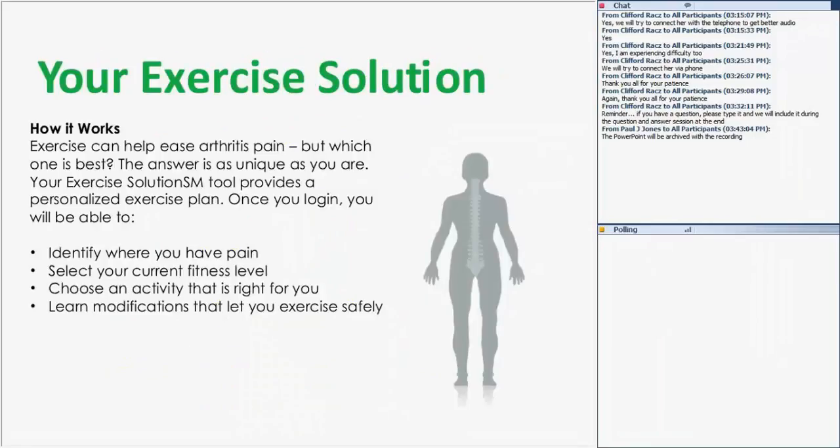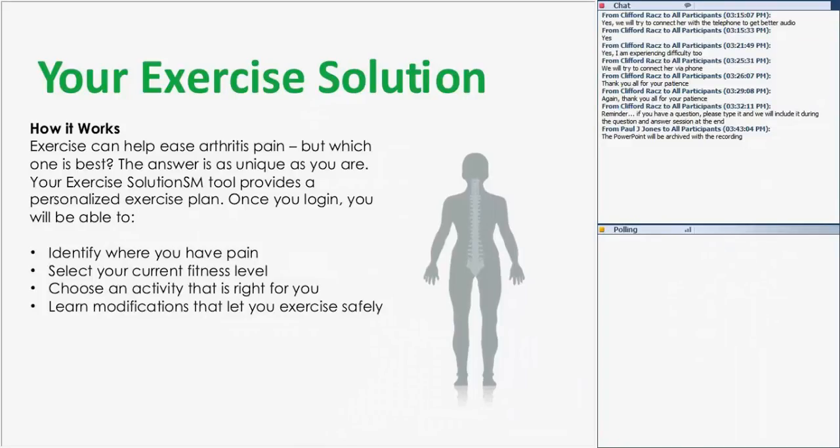The next one is the Your Exercise Solution, which is an online resource. It's called YES. Basically, this is a very personalized, individual exercise plan. It will let you identify where you have pain in your body, what type of arthritis pain, and what joints have limitations or lower range of motion or decreased grip.